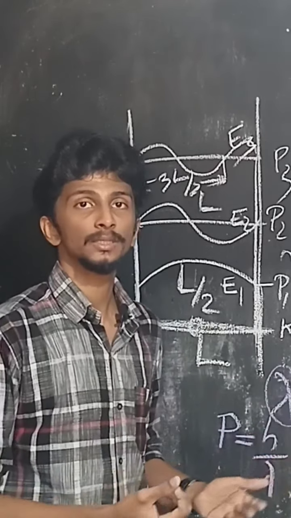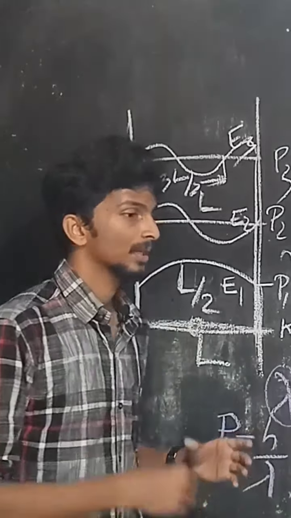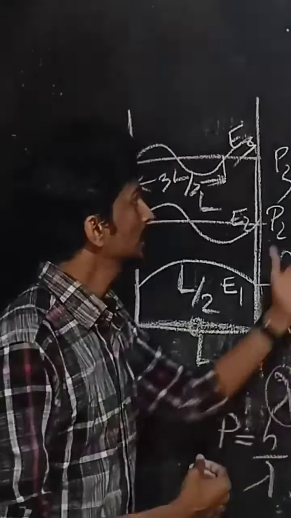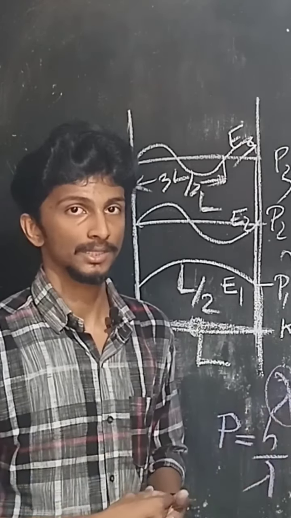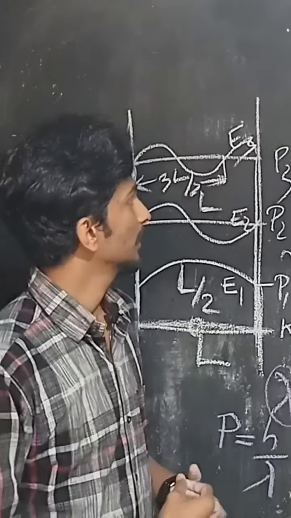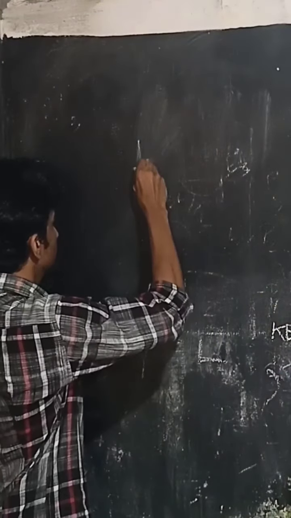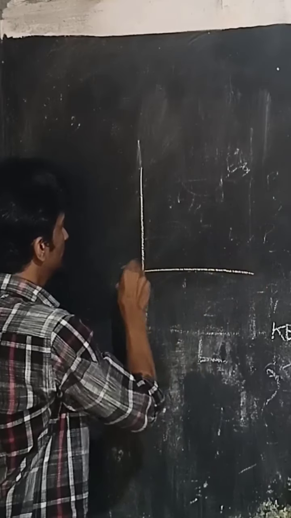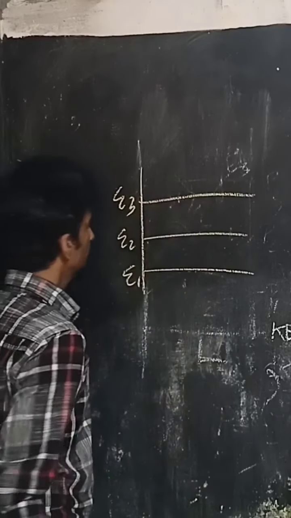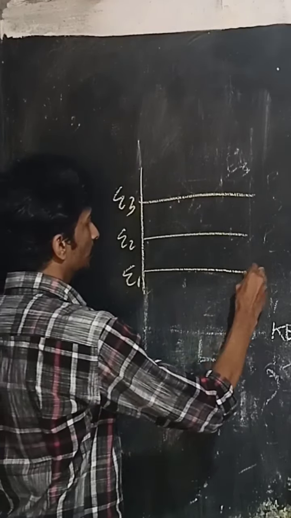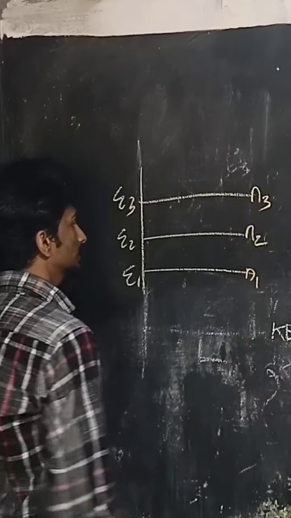For fermions, we have another type of statistics called Fermi-Dirac statistics, and we will talk about it later. Our first attempt is to derive a distribution law for this type of bosons, like we derived the Maxwell-Boltzmann distribution law in the case of Maxwell-Boltzmann statistics. So we are trying to derive a distribution law for this type of particles. Suppose I have some energy levels, that is E1, E2, E3, etc. And suppose N1 particles in this E1 state, N2 particles in this E2 state, and N3 particles in this E3 state.